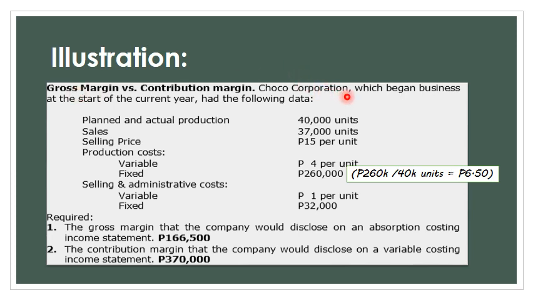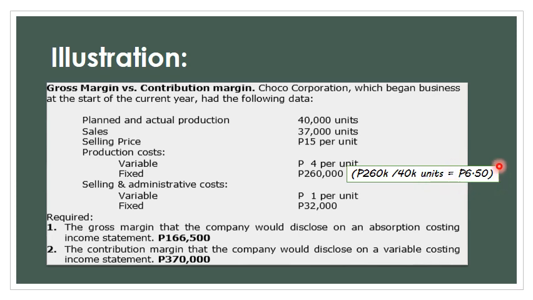Okay, so Choco Corporation, which began business at the start of the current year, had the following data. So we have the planned and actual production, 40,000 units. Sales, 37,000 units. And the selling price per unit daw is 15 pesos. Production cost or manufacturing cost, variable daw ay 4 pesos per unit and given yung fixed cost, total 260,000 pesos. So, kung mapapansin nyo dito, 260,000 pesos divided by 40,000 units, we have 6 pesos and 50 centavos.